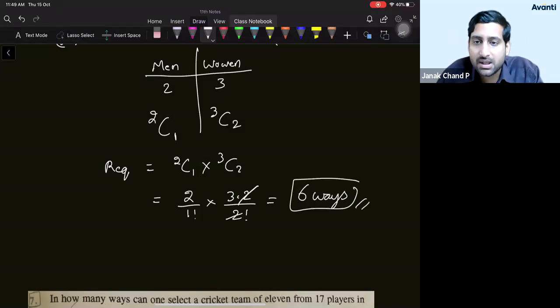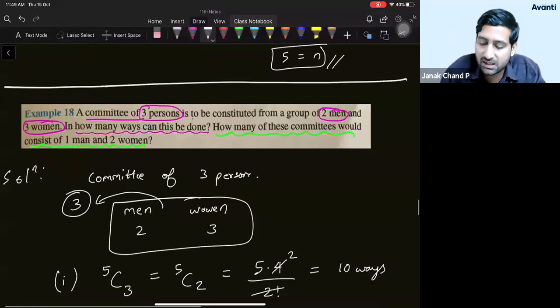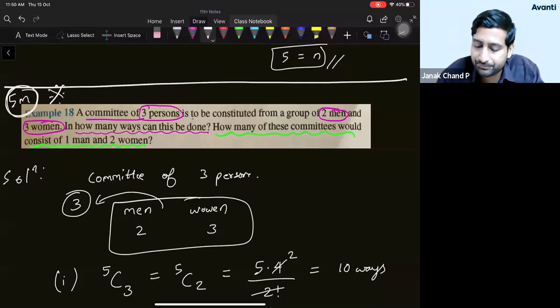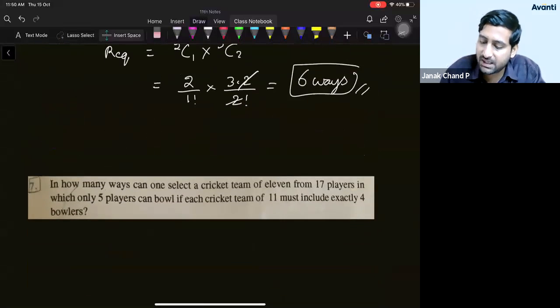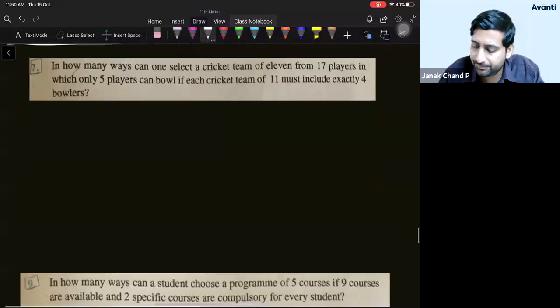I hope that everyone understood, and this is very important for 5 marks in your board exams. In your board exams, a 5 marks question will come, and it will be this kind of question only, right? A problem on committee formation, a group formation. This is for 5 marks. Fine. Let us solve some more questions related to group formation. The next example is a cricket team. Very interesting question.